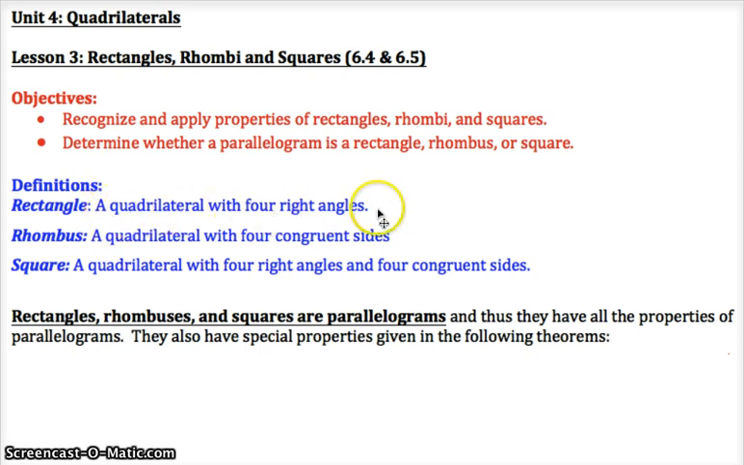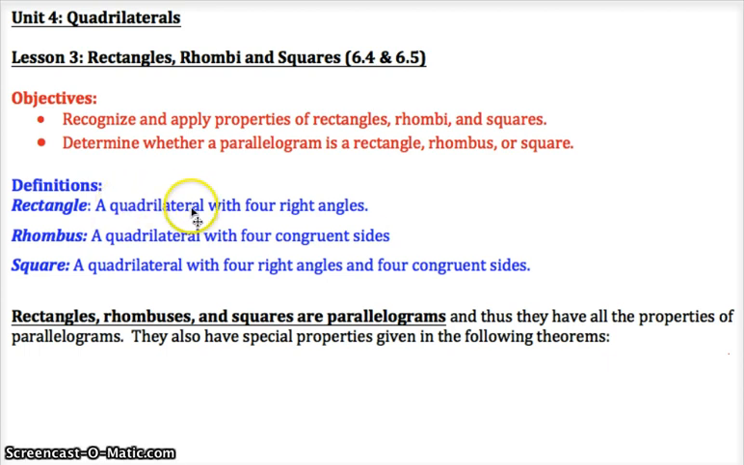Quadrilateral with 4 right angles. That's technically the definition of a rectangle. If you had to prove something was a rectangle, all you need to prove about it is that it has 4 right angles to meet the definition. A lot of other properties that it has, and we're going to get into those in this video, but the definition technically is just 4 right angles. That makes it a rectangle.